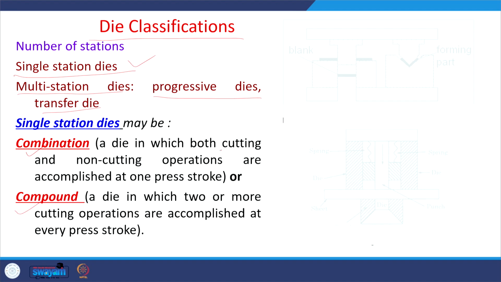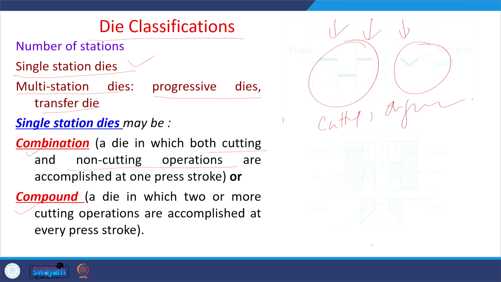A combination die is one in which both cutting and non-cutting operations are performed, like say here, where a cutting operation is being done and a bending operation is being done. So, deformation is being done to realize the desired shape. In one stroke of the ram through the punch, there will be both cutting and deformation. Combination dies may involve cutting of two types, like punching and blanking, or cutting and deformation. Depending upon the need, different kinds of operations, cutting or non-cutting, can be performed.